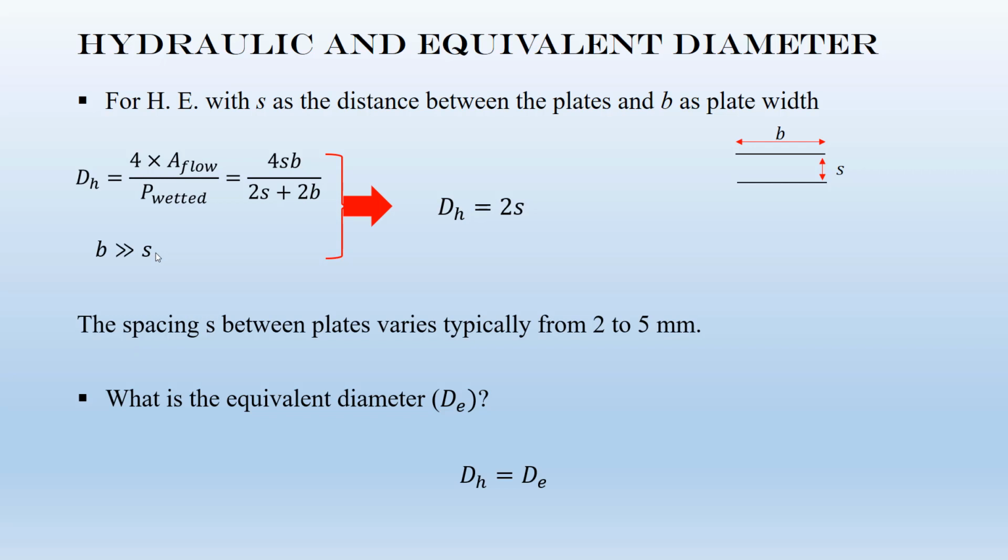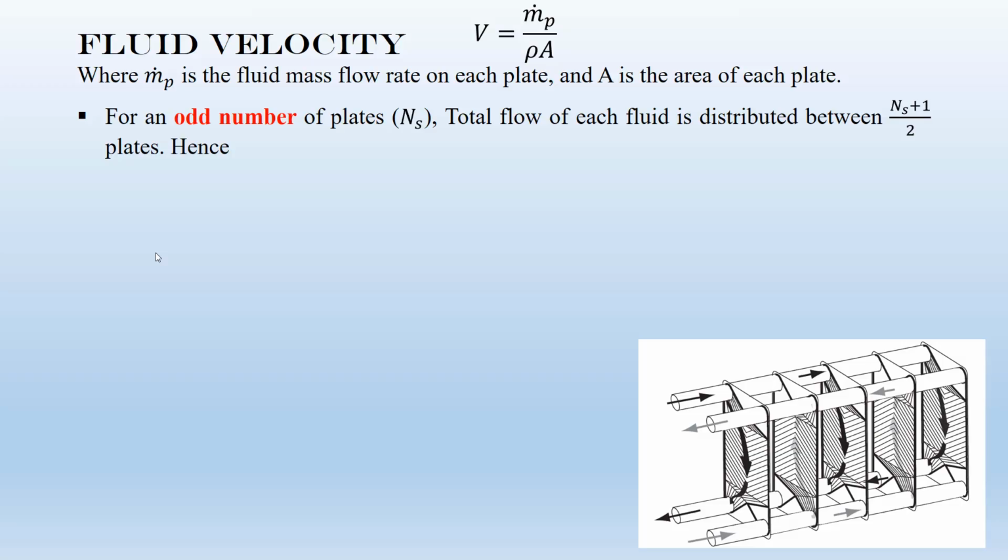Now the next part is the velocities. How can we find the velocities? Okay, look guys, this is a simple schematic for a plate and frame heat exchanger. Assume that, let's say, there are 5 plates, correct? Now, if you have 5 plates and this is the hot fluid, look, hot fluid flows over this plate and this plate.